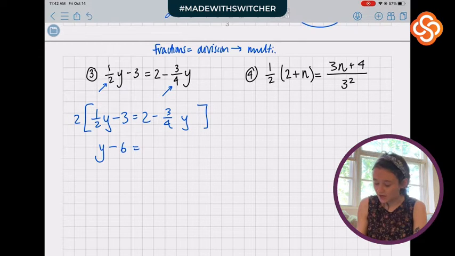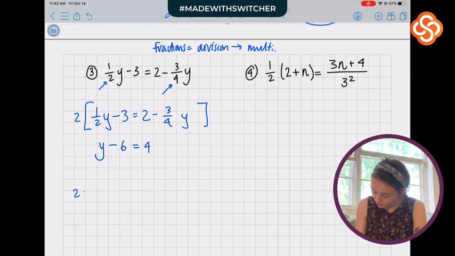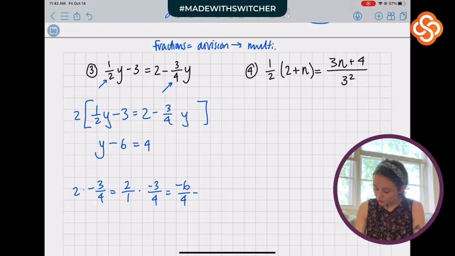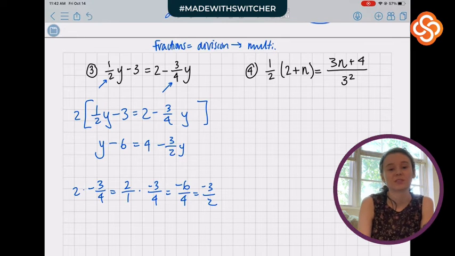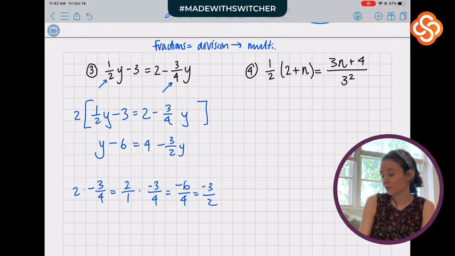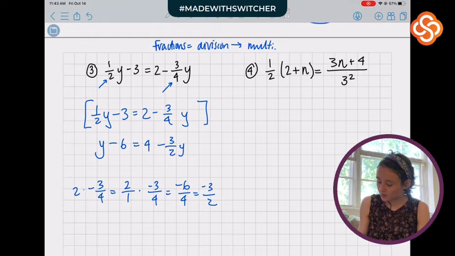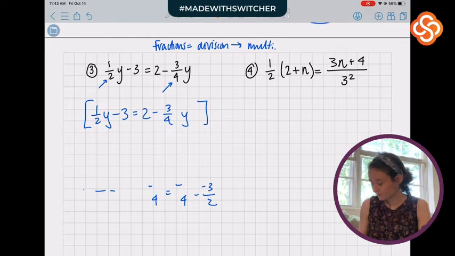2 times 3 is 6. The equal sign is just a sign. 2 times 2 is 4. And then here I have 2 times a negative 3 over 4. If you know about multiplying fractions, we get negative 6 over 4, which is also negative 3 over 2, which is still a fraction. And that's not cool because I want to get rid of the fractions. So when you use the smaller number to multiply, it doesn't clean up everything. What you really want to do is use the bigger number.